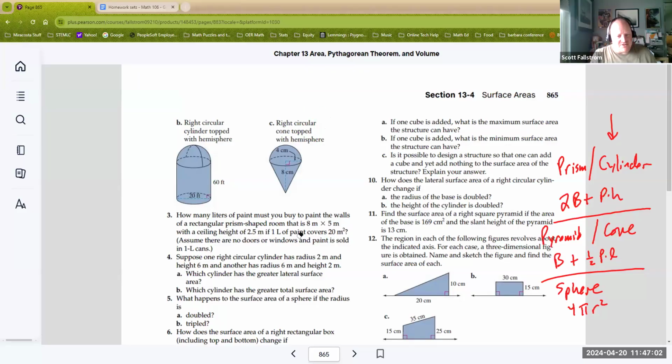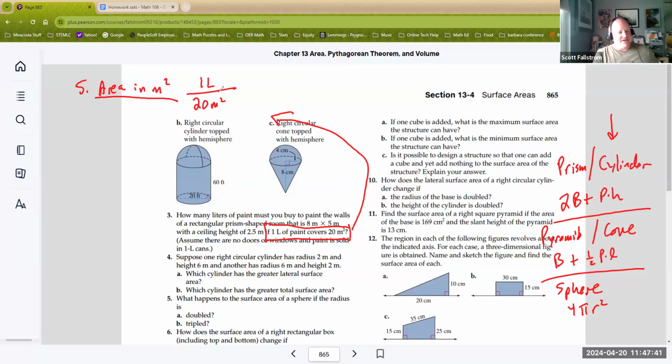How many liters of paint must you buy to paint walls, and so on. And it says 1 liter of paint covers 20 square meters. So you need to find how many total square meters you have, and then you convert. This goes back to unit conversions in 13.1. So find how many square meters you have. So find the area, in this case, the surface area in square meters. And then use this as your unit, because what they're telling you is that 20 square meters is the same as 1 liter, right?